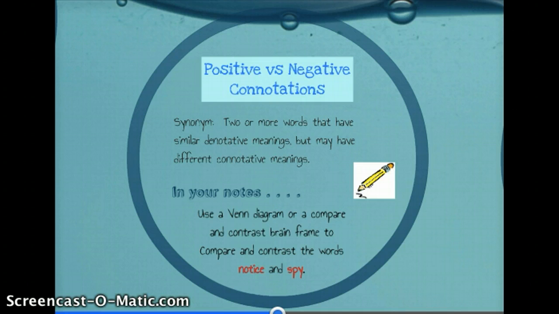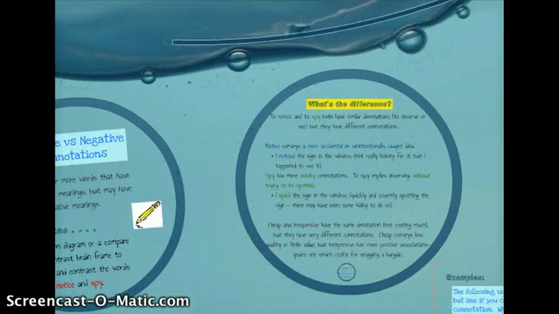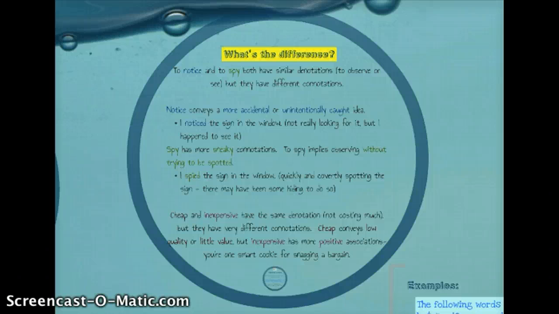Okay. So you should have your brain frame or Venn diagram, where you have what's different and what's similar about these two words. Let's look at it in more detail. To notice and to spy both have similar denotative meanings, meaning that they have that idea of observing or seeing something. However, notice is more like you happen to notice something. It might be accidental. There's nothing purposeful about it. You notice the sign in the window. You weren't really looking for it, but you did happen to see it.